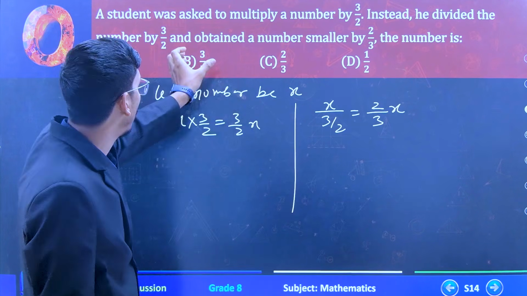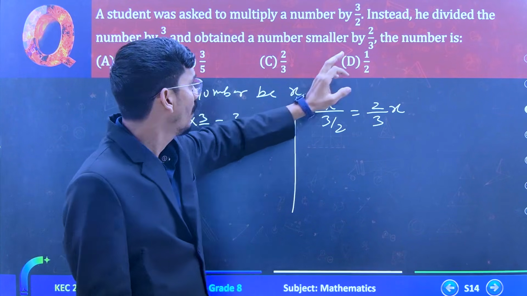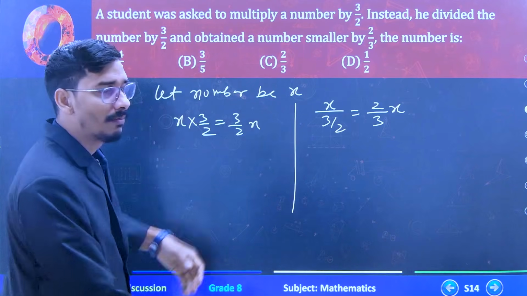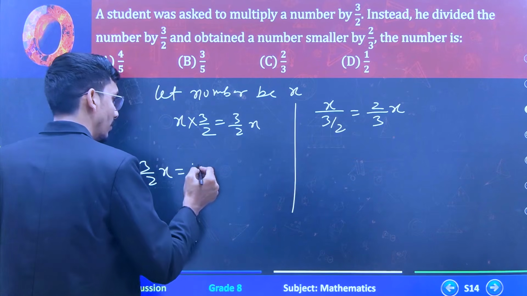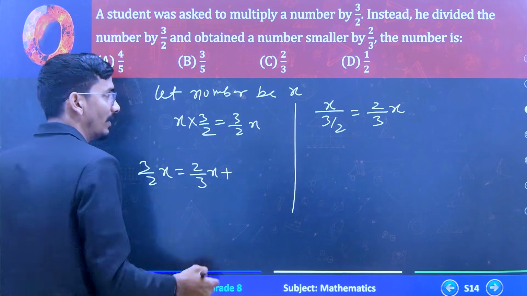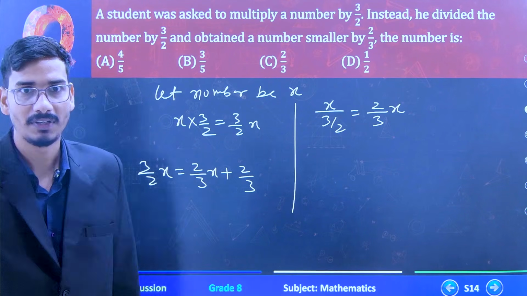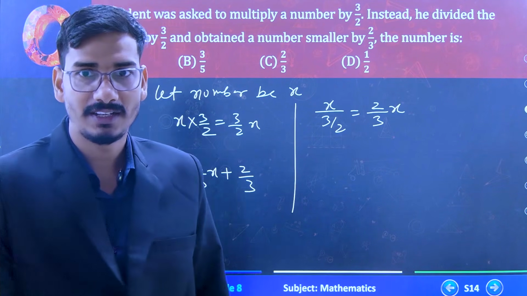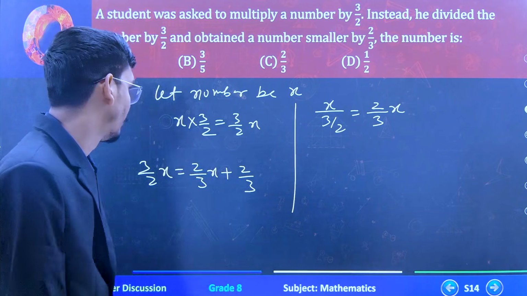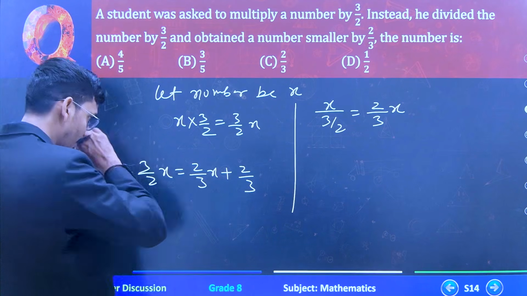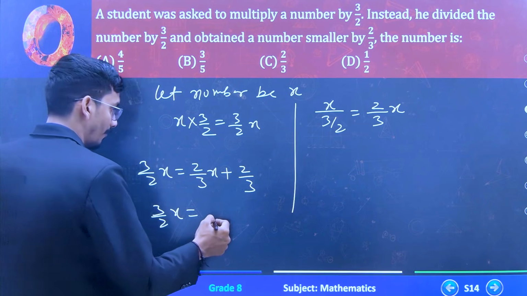According to this, the obtained number is smaller by 2 by 3. 2 by 3 means simple, beta. 3 by 2x. This number is smaller by how much? 2 by 3. So we'll add 2 by 3 to this number. And after that, we will simplify and get the value. Yes, someone is telling the right answer 4 by 5. Now simplify, beta. So 3 by 2x and 3, LCM, beta.